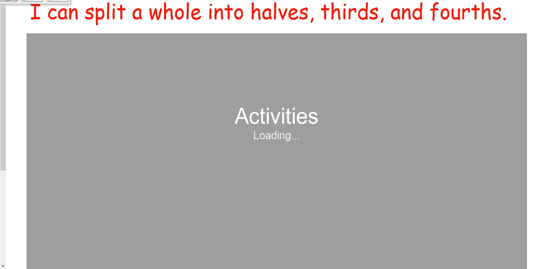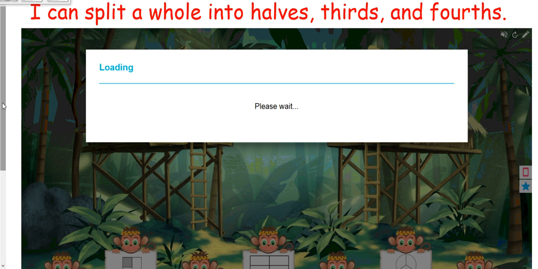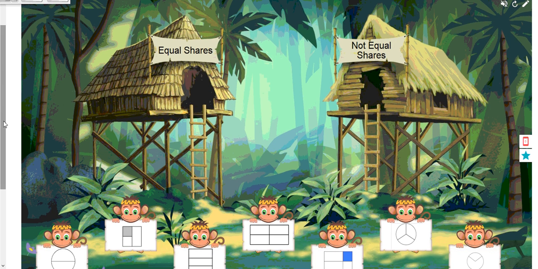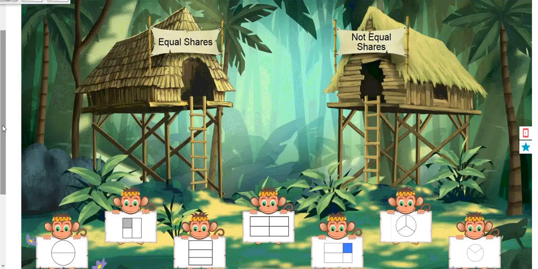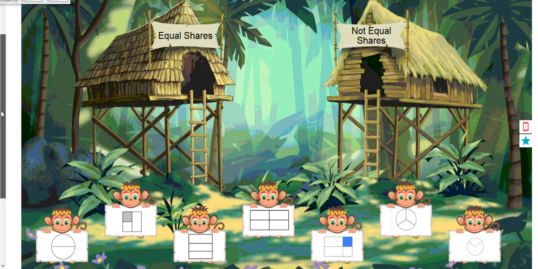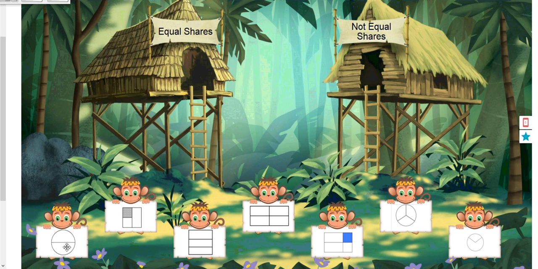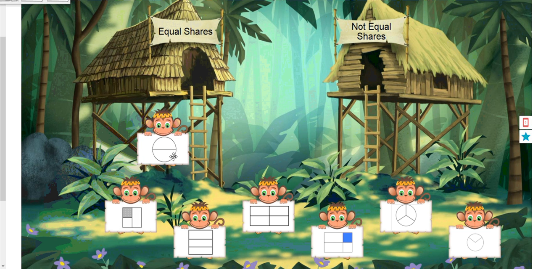When we split a whole into halves, thirds, or fourths, you need to make sure that each part is an equal share. That means that each part is the same size or the same amount. So let's look at our monkeys down here. Let's look at the first one. Is this equal shares or not equal shares? This is equal shares. Each of these parts is the same size. So the equal shares monkey would go in the equal shares house.